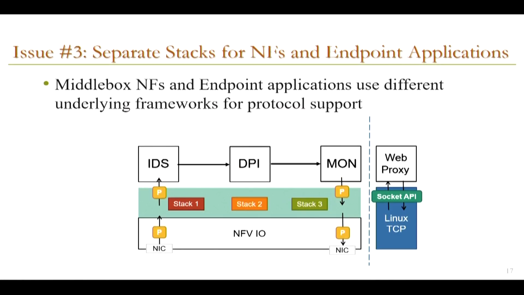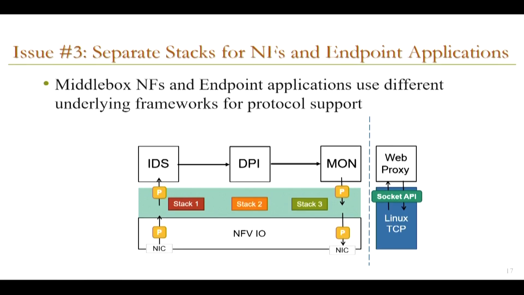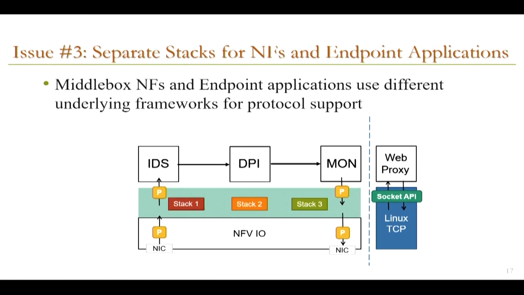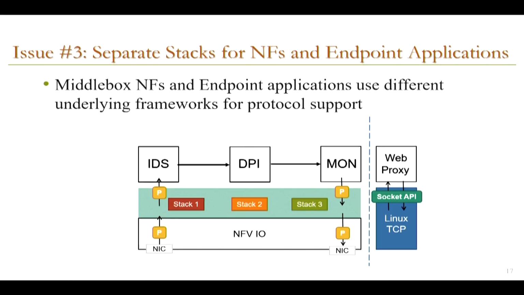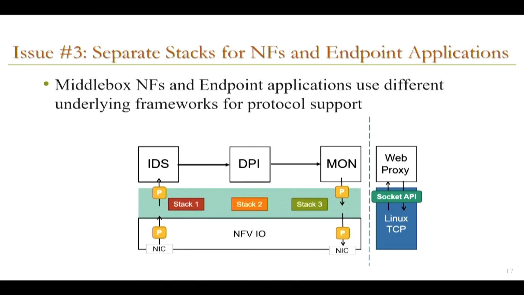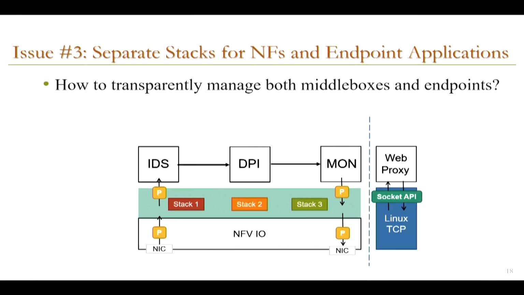With this, we take one more step further, but it's still not perfect, since we only focus on the middlebox NF so far. But there are other endpoint applications, such as web proxies, which need complete control over the byte stream. In current deployments, they use completely different underlying frameworks for protocol support, which is separate from middlebox NFs. Ideally, we want to use a unified platform to manage them all. So the third question we ask is, how to transparently manage both middleboxes and endpoints?